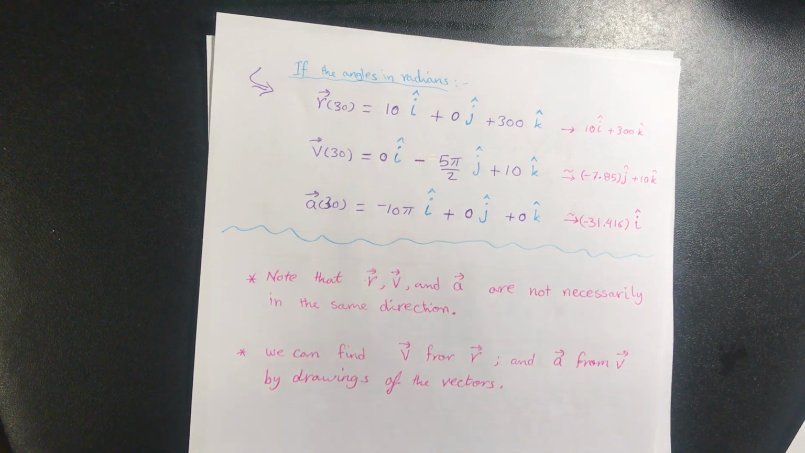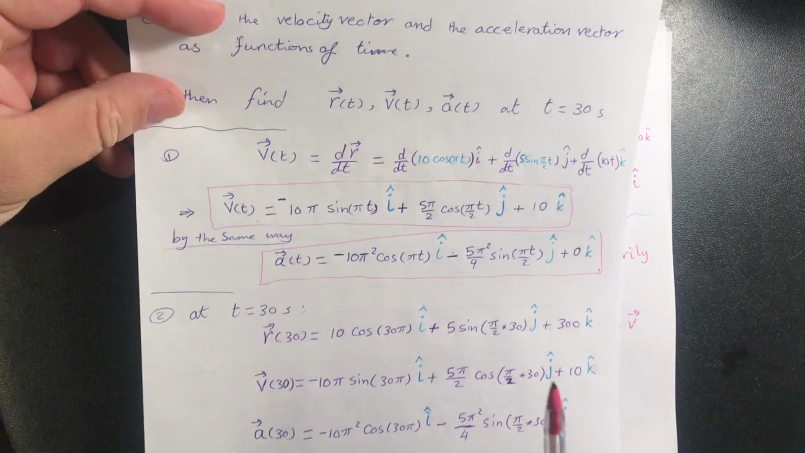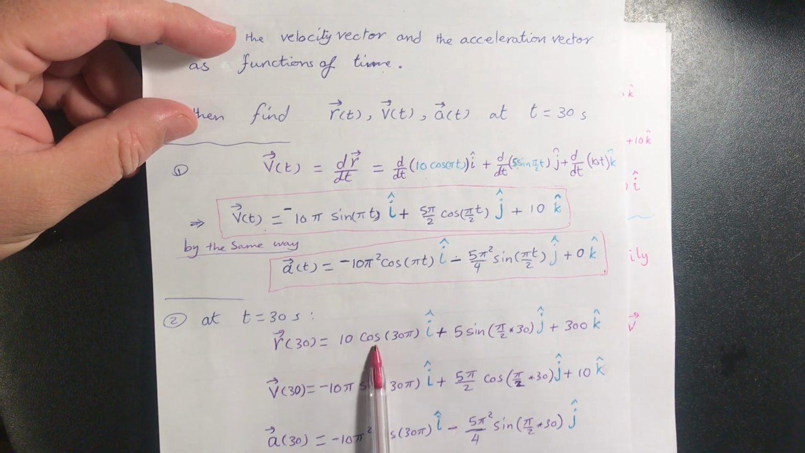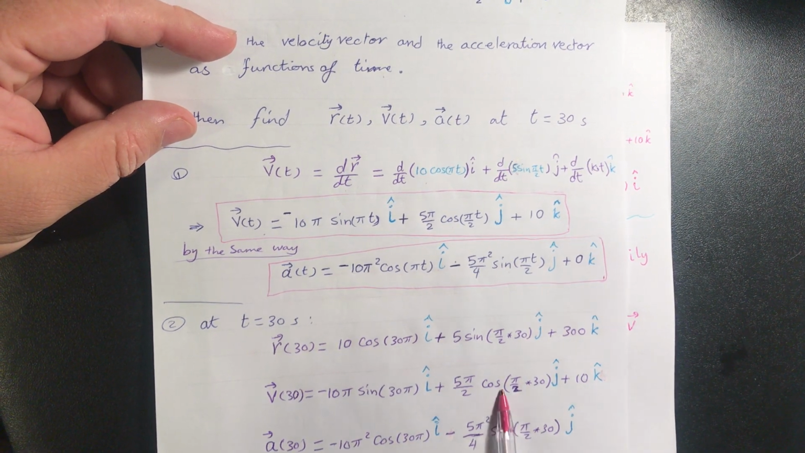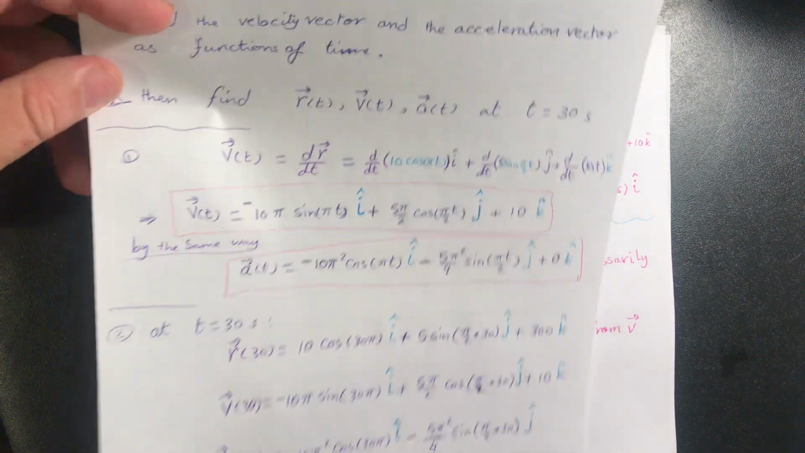Because we have here x. In radians, sine 30 pi is equal to 0. Cosine 30 pi is equal to 1. This is in radians. Cosine 15 pi is negative 1. Okay? In radians.